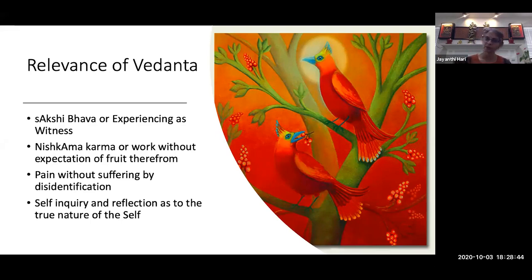Nishkama karma, which you may have heard of from the Bhagavad Gita. Again, work without expectation of any fruit. The idea is to minimize the accumulation of these karma bags. So you perform whatever you need to perform to the best of your ability, with complete devotion to the task at hand, with no expectations of fruit therefrom. Again, these are all things that we need to work on. You'll probably have to address it from an incremental perspective, because it doesn't happen overnight.